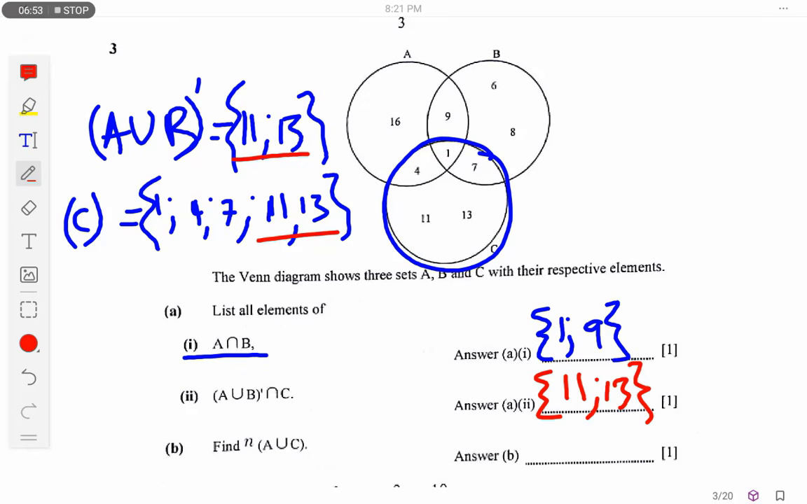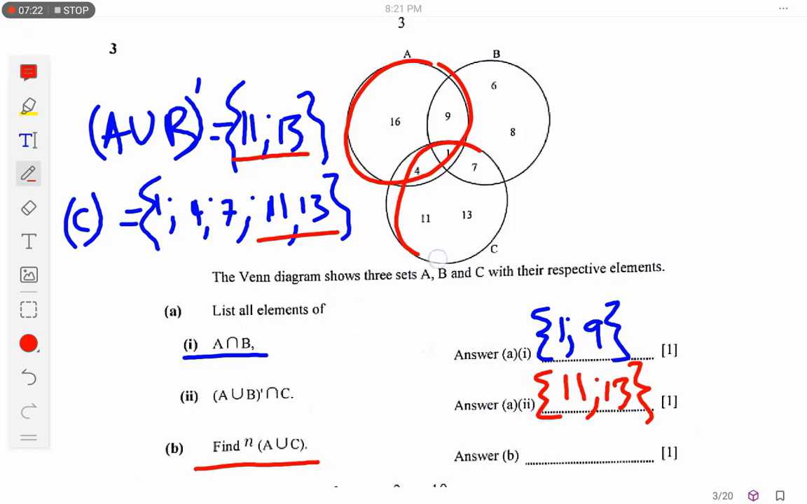Let's do the last one. It's saying N intersection. Now we are looking at N intersection C. I'm going to rub here. A intersection C, A union C, sorry. We are finding number of A union C. So we have our A is this one. A union C is this one. So what it means is basically we want all these elements that are in there. Because we are union, we are putting all of these together.